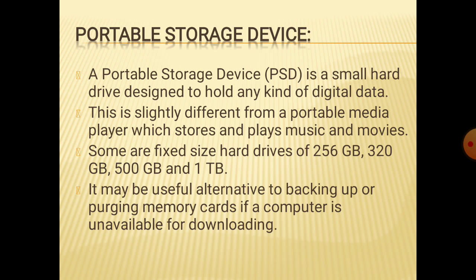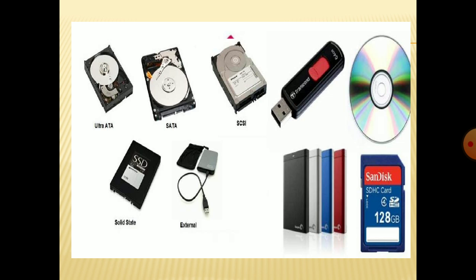This means when you want to download something from the internet, and the computer is not available at the downloading place, then you can connect this portable hard disk or any other portable storage device to your computer system, and you can download directly to that external device. That is also possible using these portable storage devices. So these are some of the portable devices which we have.